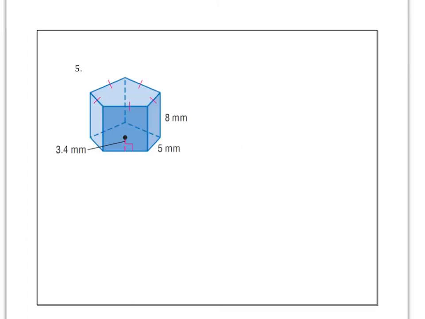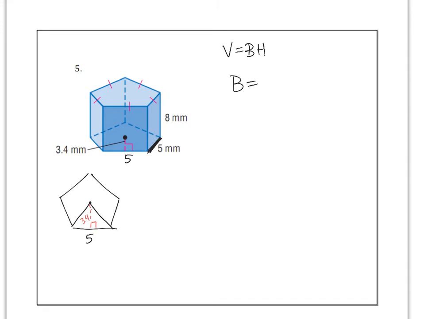Find the volume of this pentagonal prism. It's a prism, so area of the base times the height of the object. Area of the base. The base is a pentagon. So let's think about that. Normally, for a pentagon, we're going to have to do the 6 steps. However, if you think about dividing this into triangles, we already know this side is 5, so this side is 5 as well. And then this little red dotted line that you see right here, it says it's 3.4.